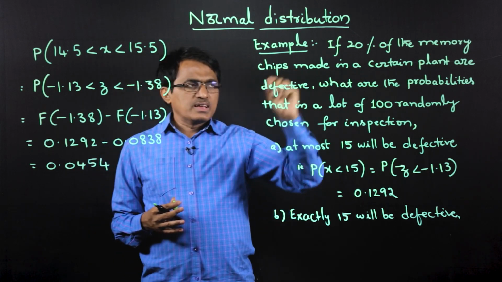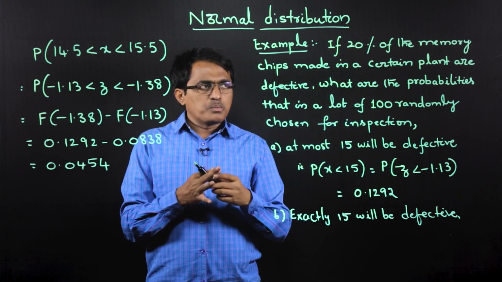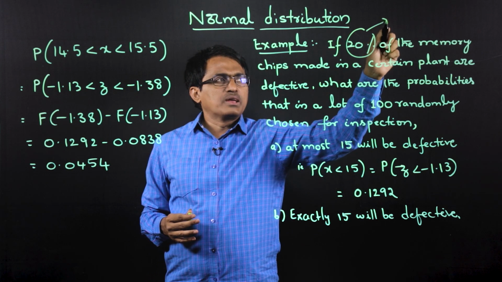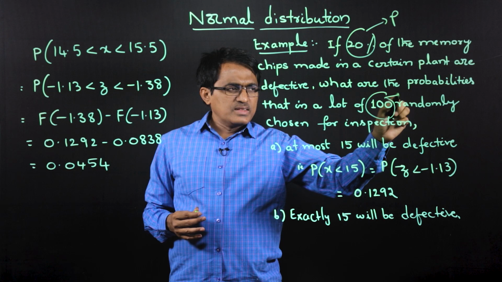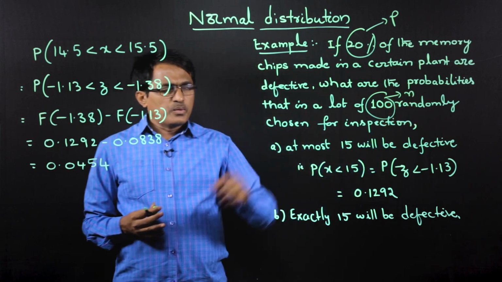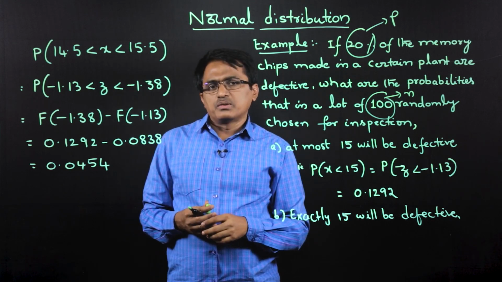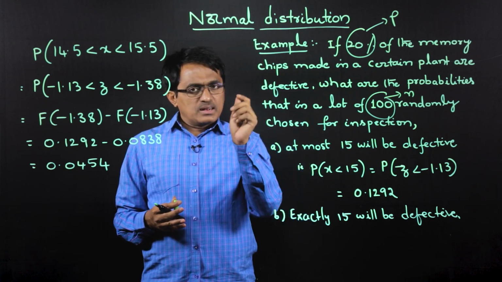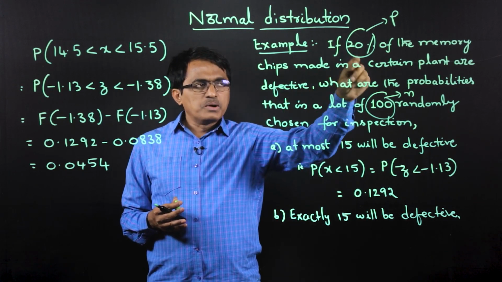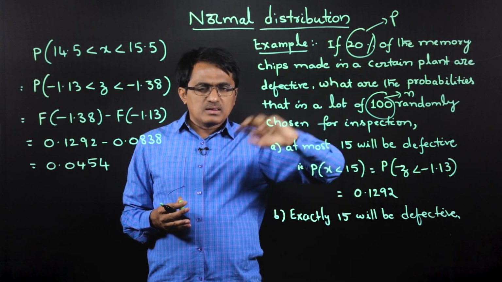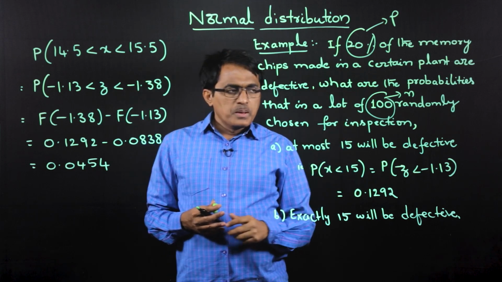Now, first thing, if I see it clearly, 20% of the random chips, that is here the probability p is given, and the second one, n, is given, that is 100. So p equal to 0.2 and n equal to 100. So which distribution do we have to choose? If I see here, it almost looks like a binomial distribution, where the probability of success, that is p, is constant and the number of trials is finite here.